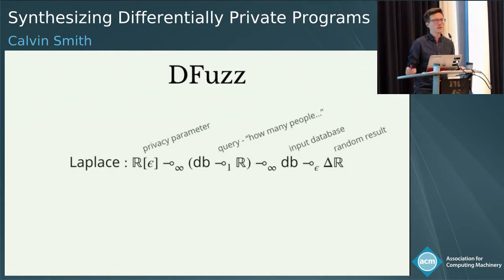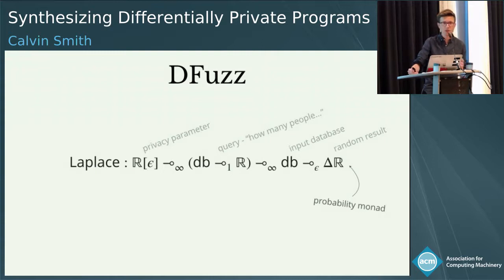And just looking at the syntax of this type, we can already determine some of the features that DFuzz has that we can take advantage of. First off, it has a probability monad, so we can actually reason about distributions at the type level. That's quite convenient. Second, it actually has dependent types. So we can do things like take in privacy parameters and use this to reason about the sensitivity of these functions at the type level.